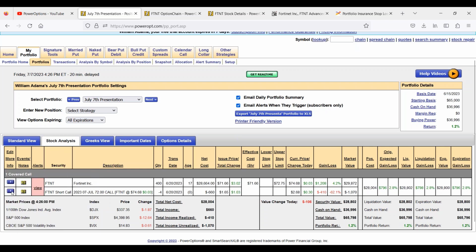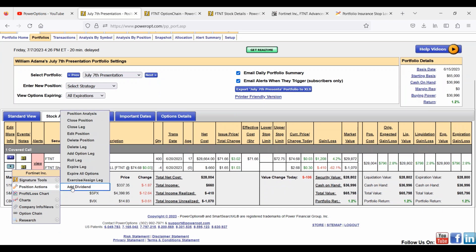Oh, I'm sorry. I'll click it from the option itself. You've got to click it from the option. Terrible on my part. And I didn't roll the leg. The leg didn't expire. The leg was assigned. I want to record that I was assigned at $72, kept the premium of 165, so the total return of 2.8% was realized, and this position will no longer be in my portfolio.